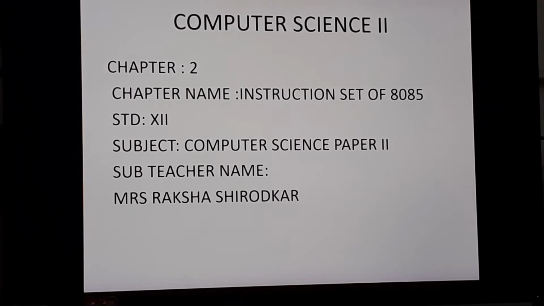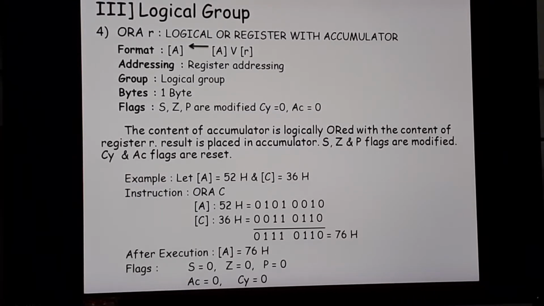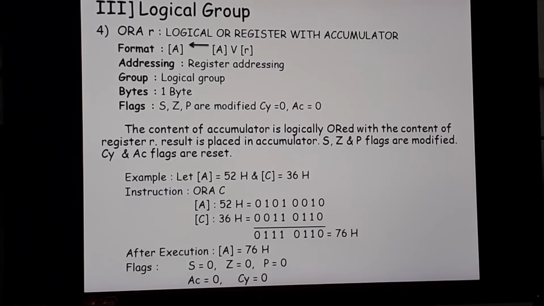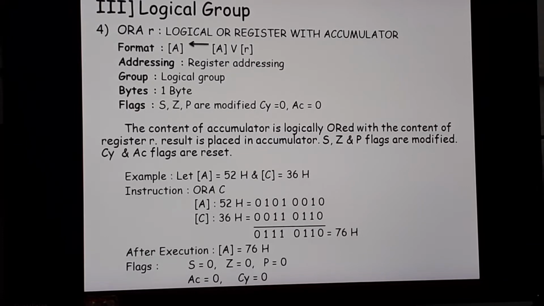Today we'll be continuing with the same subject, Computer Science paper 2, that is chapter number 2, instruction set of 8085. We'll continue with the logical group that we had started in the last video. We had completed the 3 instructions in this particular group, correct? We had started with the AND instruction, that is we completed ANA R, ANA M and ANI data, correct?